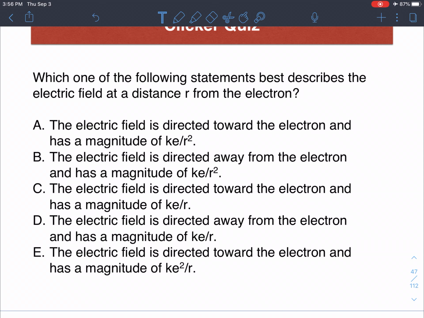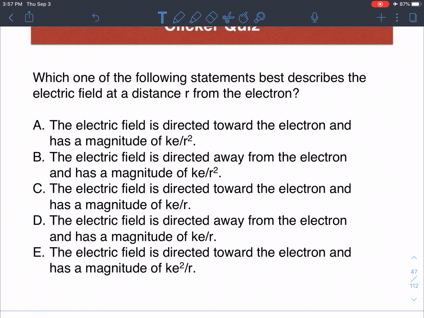Which one of the following statements best describes the electric field at a distance r from the electron? The electric field is directed toward the electron and has a magnitude of k times e over r squared. Or the electric field is directed away from the electron and has a magnitude of ke over r squared. Or it is toward the electron and the magnitude is ke over r, or it is away from the electron and the magnitude is ke over r. Or it's toward the electron and it's ke squared over r.